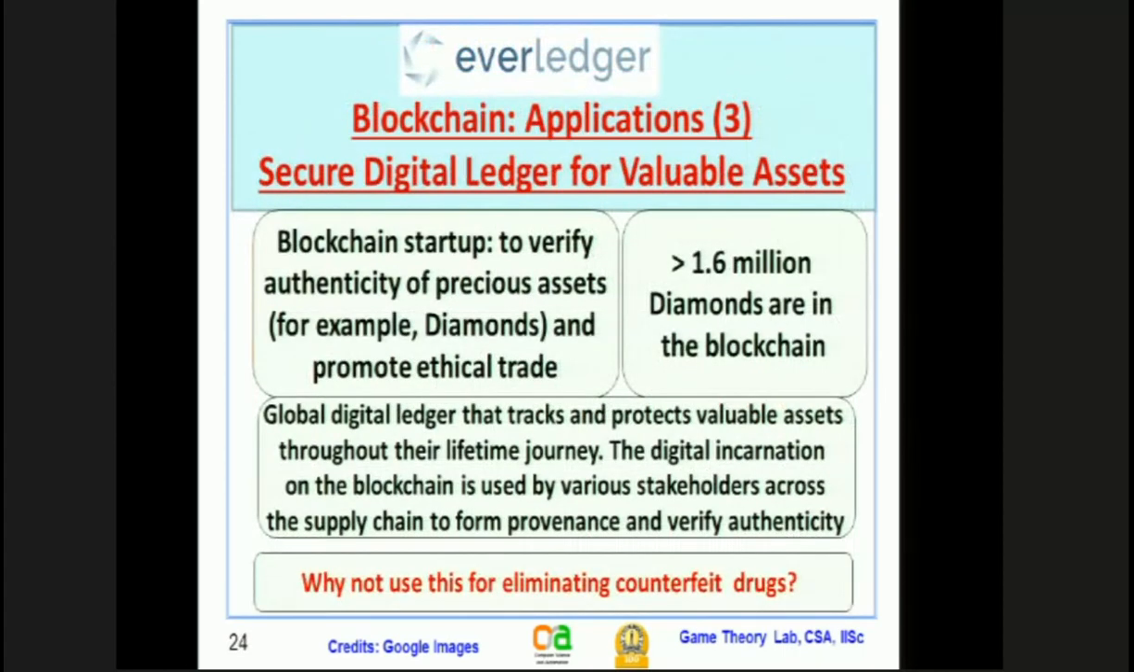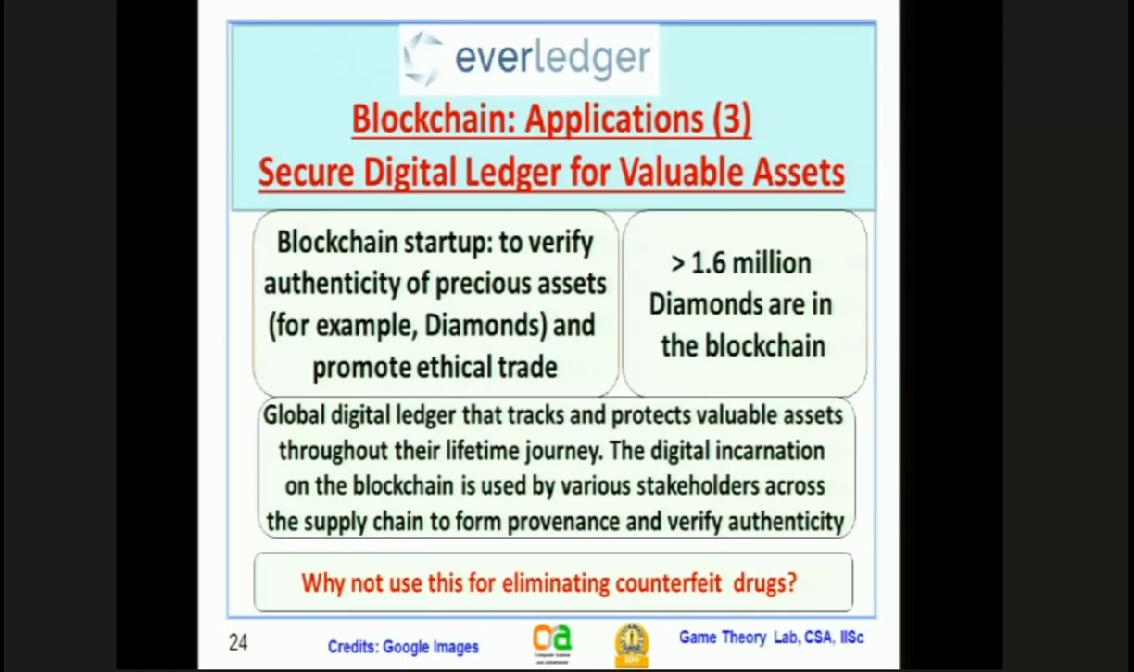Then you have a very interesting startup called Hyperledger. It's a secure digital ledger for valuable assets. This has been used very successfully in the case of diamonds, for example, or jewels. It turns out that more than 1.6 million diamonds are in this particular blockchain. So why is it useful? Since this is a distributed ledger, which is available to everybody who is interested in buying diamonds, you can actually verify authenticity of all these assets and promote ethical trade. So basically, Hyperledger offers a digital ledger which tracks and protects valuable assets throughout their lifetime journey, right? From the time they are mined all the way up to the time they're consumed by somebody.